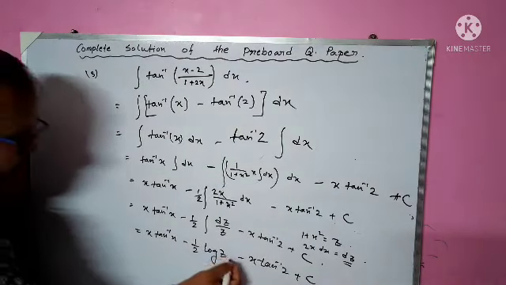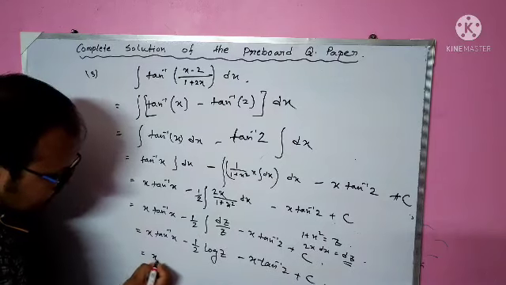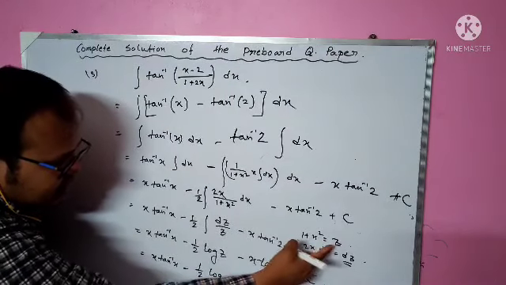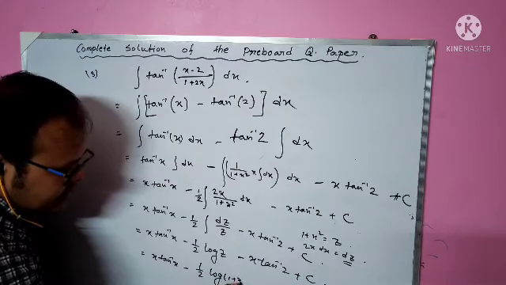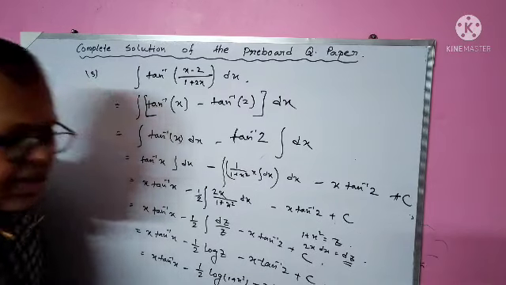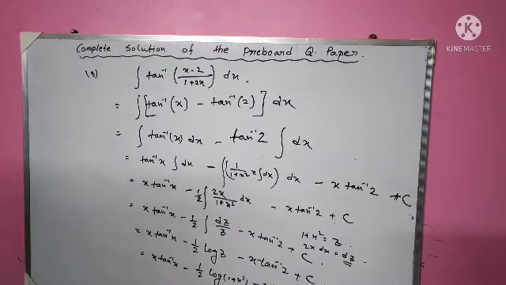Now this z will be replaced here, so x tan inverse x minus half log z, what is the value of z you have taken? 1 plus x square minus x tan inverse 2 plus c. This is going to be the answer for the question that I was asked.